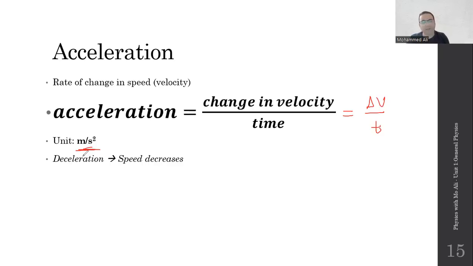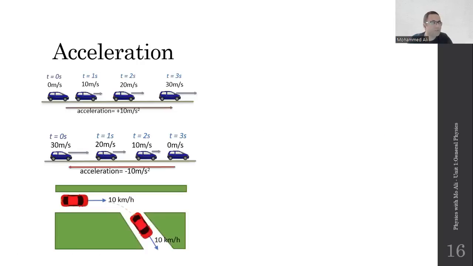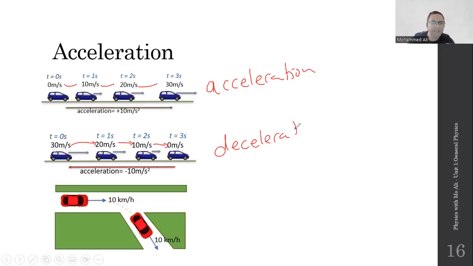Now, there are 3 cases of acceleration that you need to keep in mind. If an object is speeding up, speed is increasing, 10, 20, 30, this is called positive acceleration or just acceleration. If an object is slowing down, 30 to 20, 20 to 10, 10 to 0, like it's losing 10 meters per second every second, this is called deceleration or negative acceleration.